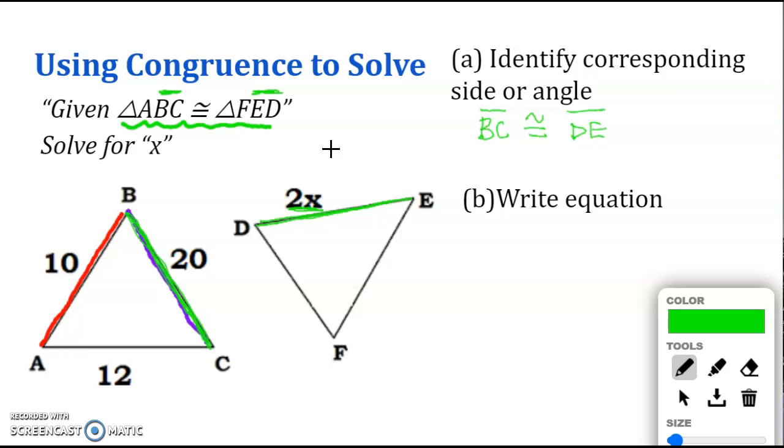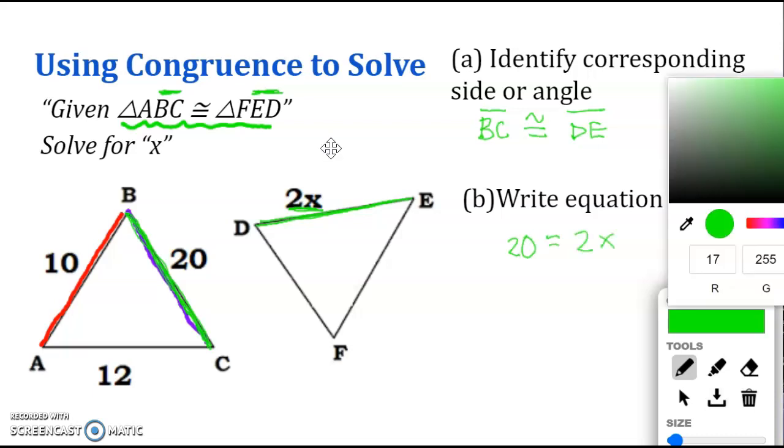So first part is identify the corresponding side or angle. Then the second part is asking you to write the equation. Now that I know that these two green sides are corresponding, and that means they are equal in measure, I can write the equation that says that the value of 20 is the same as the value of 2x because they are the same length. So I can write 20 is equal to 2x.